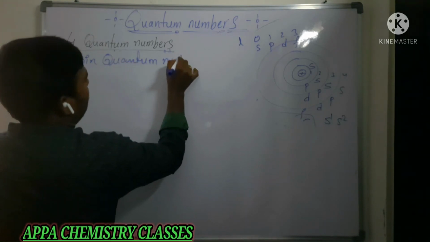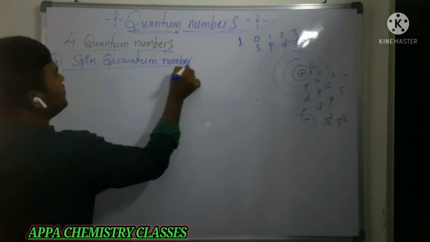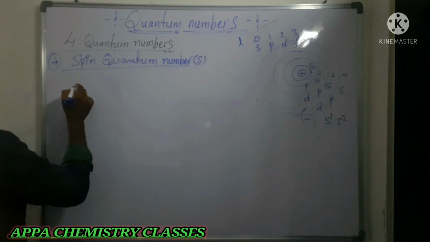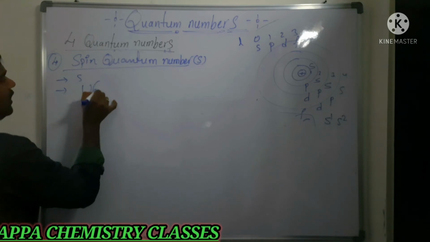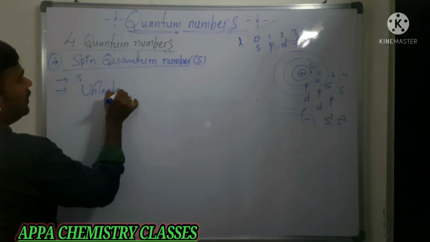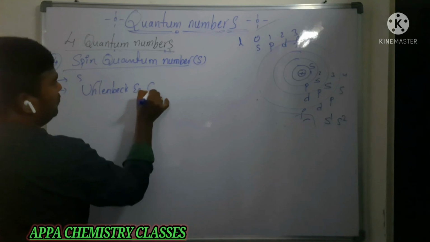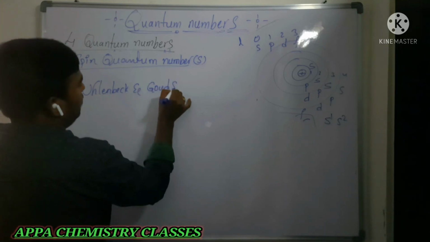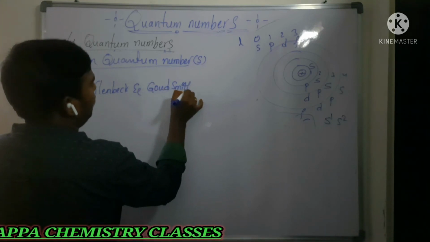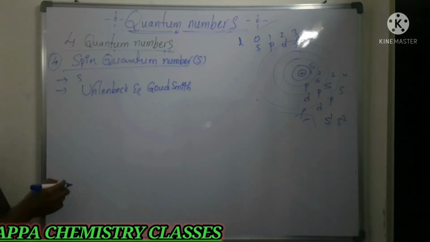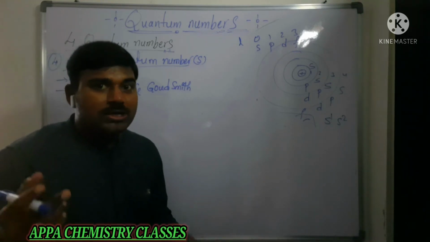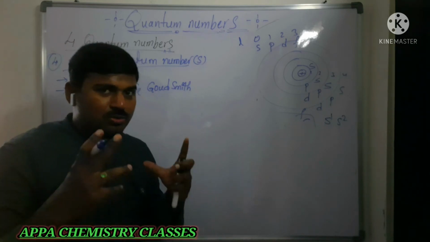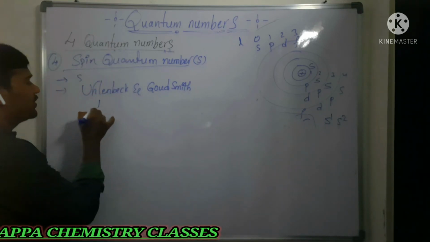Spin quantum number. What is spin quantum number? It is indicated with S, and it was proposed by Uhlenbeck and Goudsmit. Uhlenbeck and Goudsmit introduced this spin quantum number to explain how we get doublet spectral lines in the first A group elements.